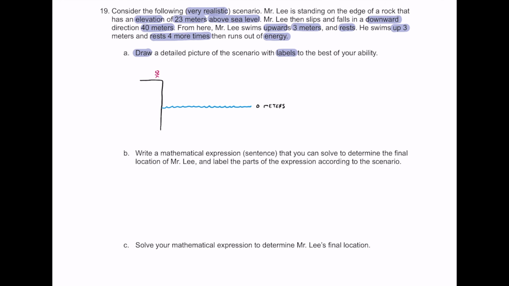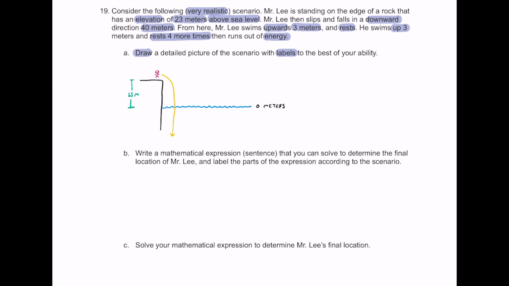Okay, so this is kind of what we're imagining going on in the beginning here. And so if Mr. Lee's height here is 23 meters above sea level, that means the distance between Mr. Lee and where the water is got to be 23, right? So that's that distance right here. Okay, so we know that Mr. Lee is starting 23 meters above sea level, so we have that down. He's going to slip then and fall downward 40 meters. So 40 meters, so the question is, does he hit the water? I think so, right? So we're going to then end up somewhere down here.